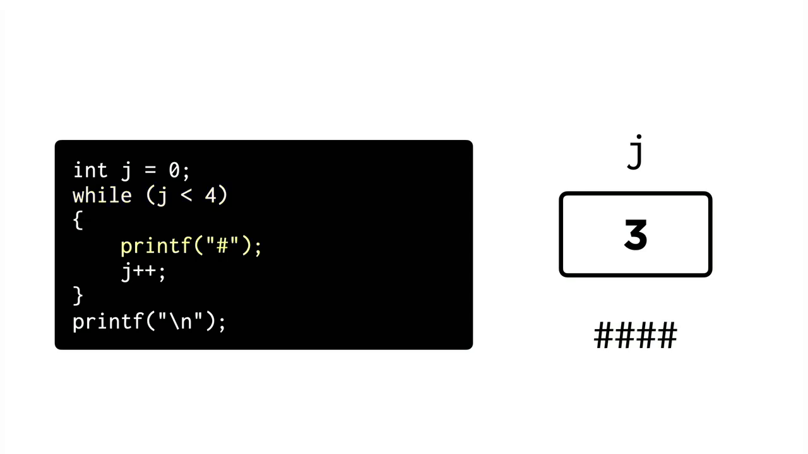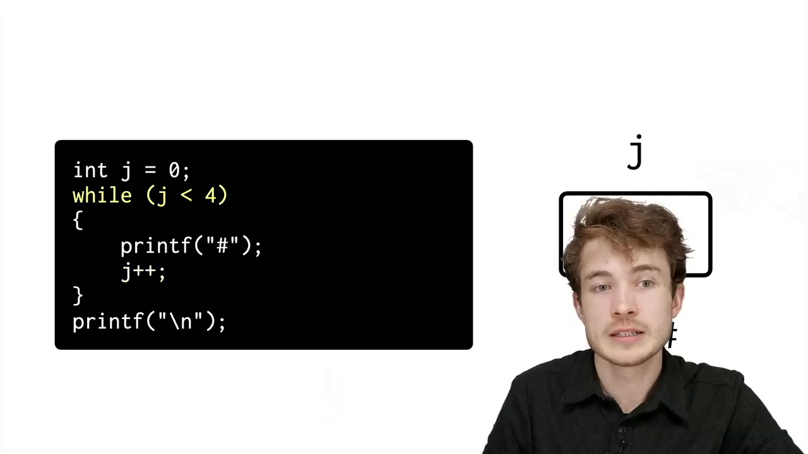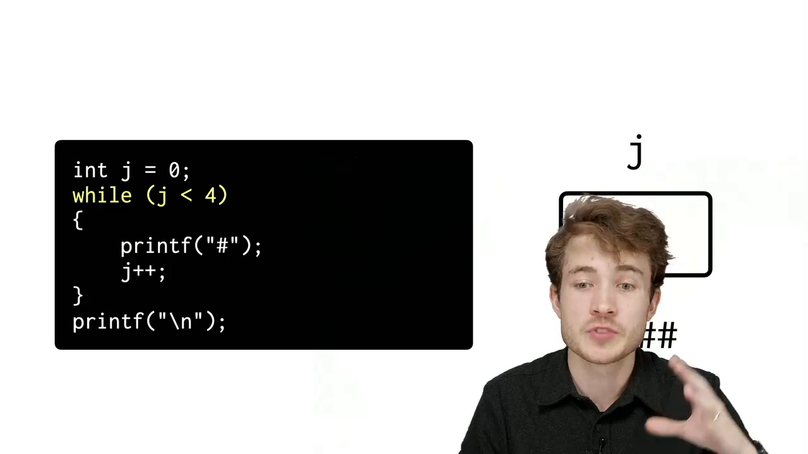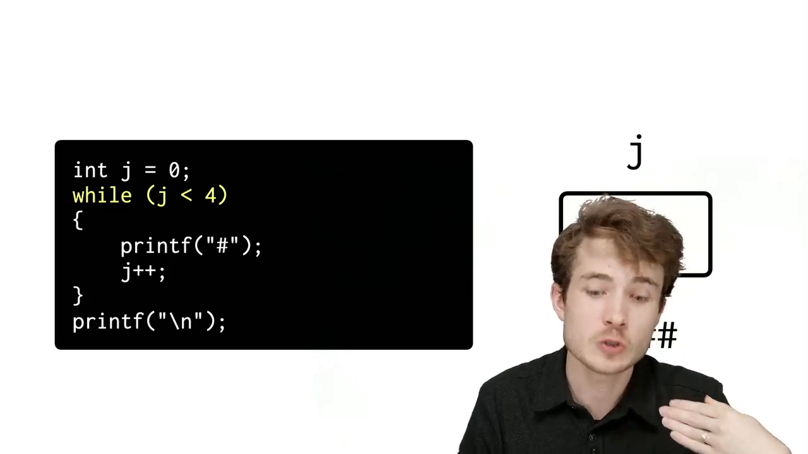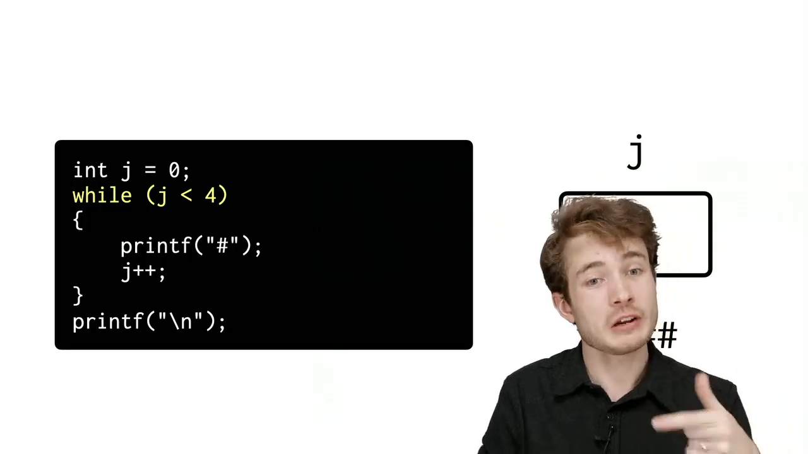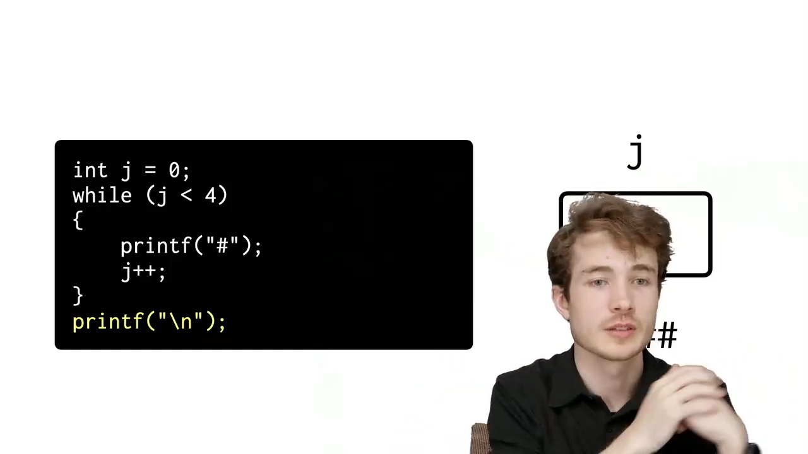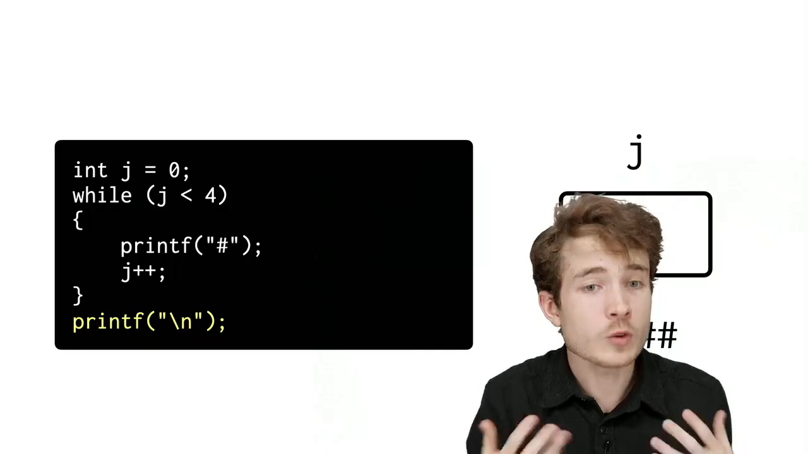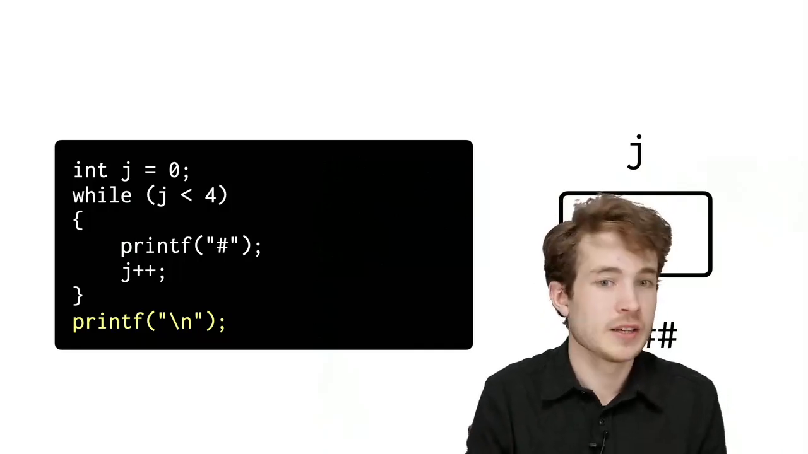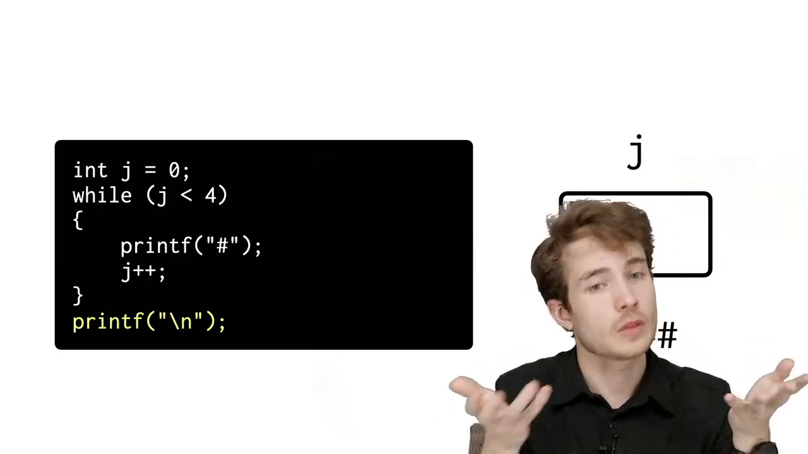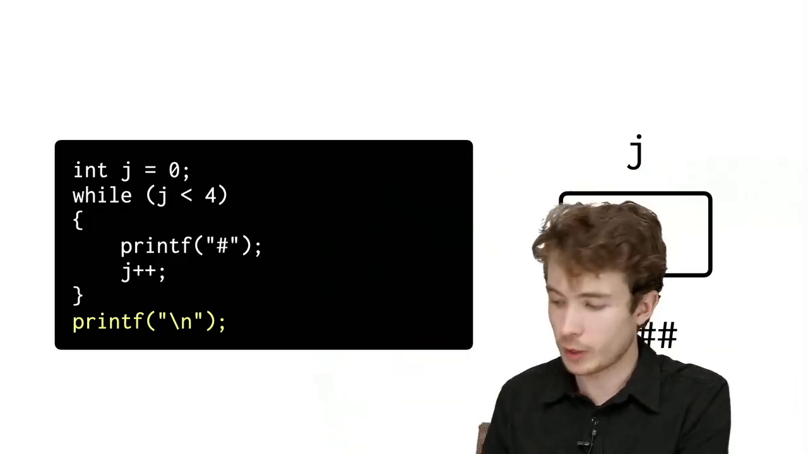Well, it still is. It's still 3. I'll print another hash, add 1. And now, when I go back up to the top to assess this condition, is j less than 4? Well, j is equal to 4. It's not less than 4, so we'll stop doing the code in this loop, and we'll instead print out this special character we saw in lecture, backslash n, that says we'll move to a new line. So that is one way, in this case, to get some set of hashes going along the bottom of, let's say, our pyramid, using some kind of while loop.